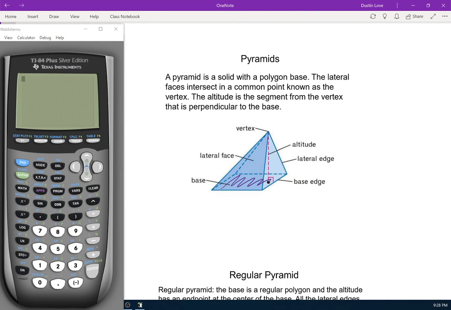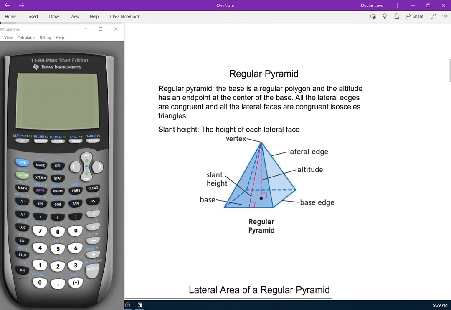Not always. On a prism, the lateral faces were all of those rectangles. On a pyramid, the lateral faces are all the triangles. And then the base is that non-triangular face, usually on the bottom. The altitude is always at a right angle. A lateral edge is one of the edges that connects the base with the vertex up here on top.